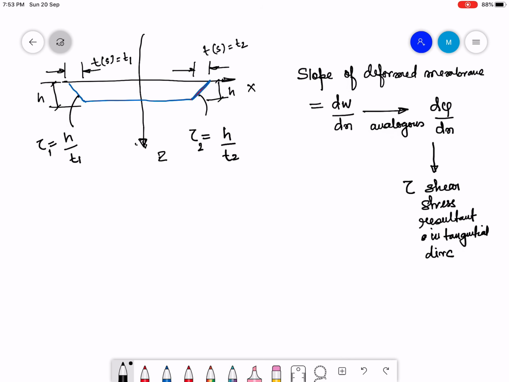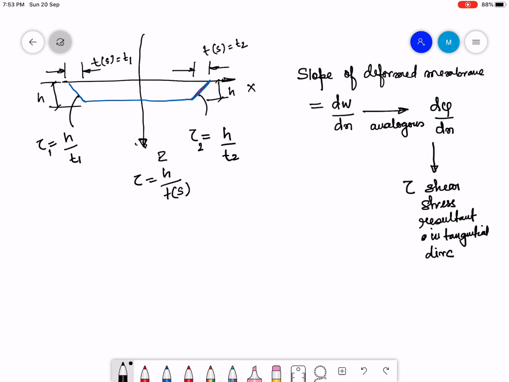Okay, so from this membrane analogy we can say that the shear stress in the cross section can be written as h by t1, or in general tau is going to be h by ts. Okay, so we get a very simple geometric relation between the shear stress, the height of the deformed membrane, and the thickness at that location. Now this is the first thing that we get.